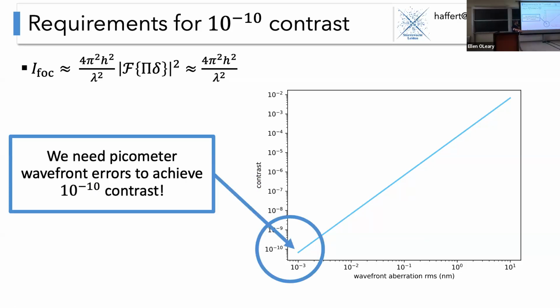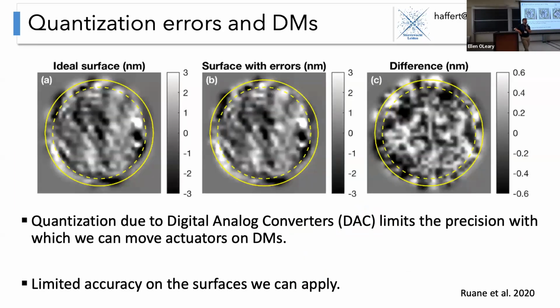And then if we look here, we're at 10 to the minus 10, we can actually see we need on the order of picometer wavefront errors to achieve this 10 to the minus 10 contrast. So it's pretty tough. And that already gives us our first consideration when we design a coronagraph system, and that's the deformable mirror. So here you can see a deformable mirror from the paper from Garrett Ruane.